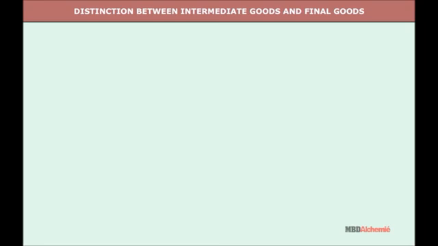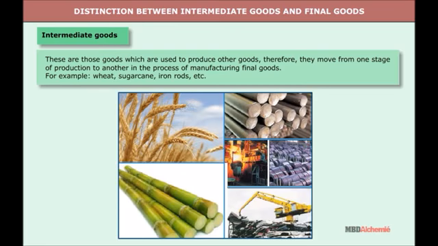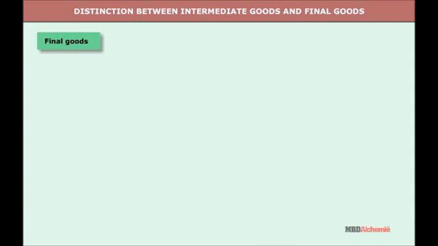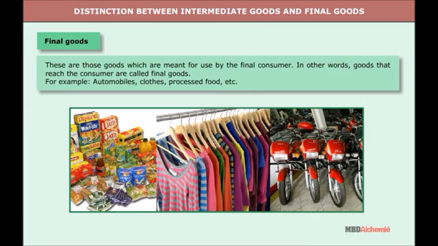Distinction between intermediate goods and final goods. Intermediate goods. These are those goods which are used to produce other goods, therefore, they move from one stage of production to another in the process of manufacturing final goods. Final goods. These are those goods which are meant for use by the final consumer. In other words, goods that reach the consumer are called final goods.